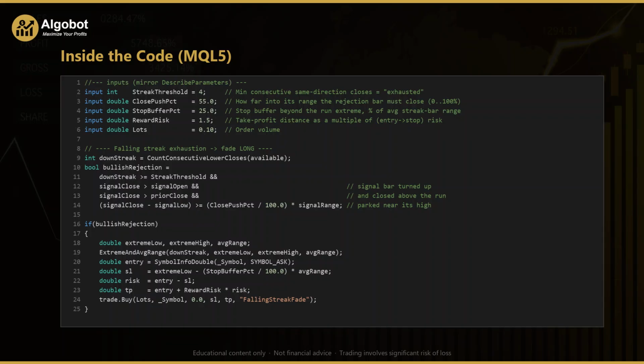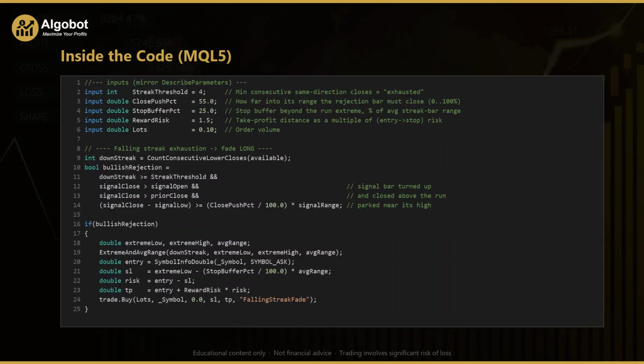At the top are the input parameters, the dials you can adjust without touching the logic. StreakThreshold, set to 4, is the minimum number of consecutive same-direction closes that counts as an exhausted run. Raise it, and the strategy waits for longer, rarer runs. Lower it, and it becomes more active.